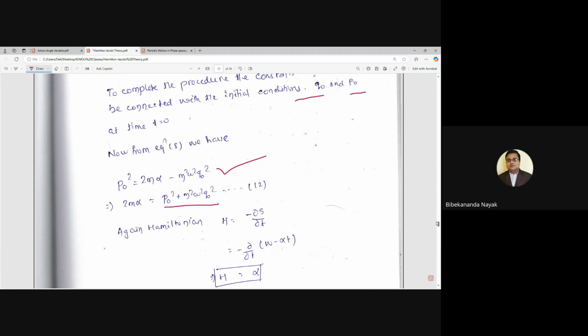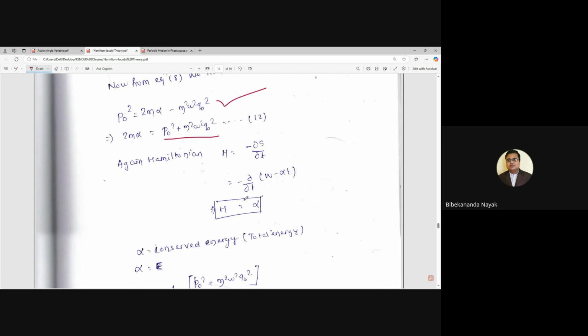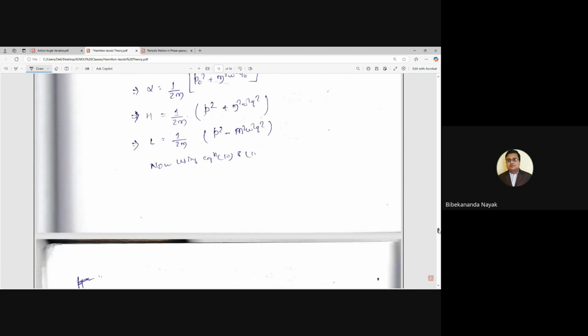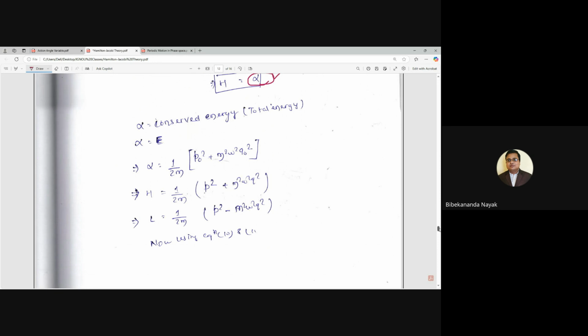Again Hamiltonian is equal to minus del S by del t. And we know the Hamiltonian is alpha, so taking the derivative with respect to alpha, alpha represents the total energy or total Hamiltonian of the system. So 2m alpha is equal to p0 square plus m square omega square q0 square. So alpha is equal to this, or you can say H. Alpha is 1 by 2m (p square plus m square omega square q square). So from this you can also say Lagrangian is the sum of p q dot minus H. You get this.